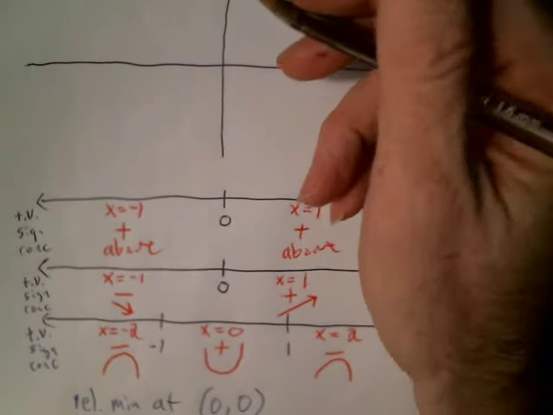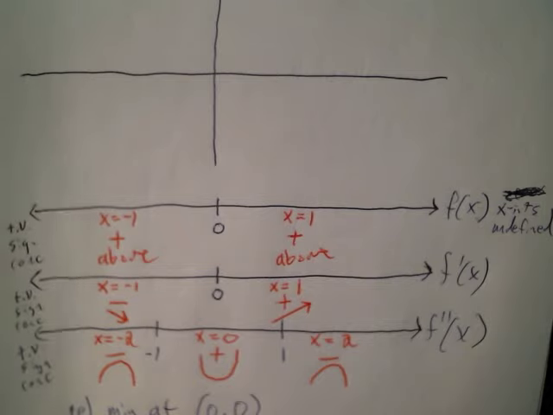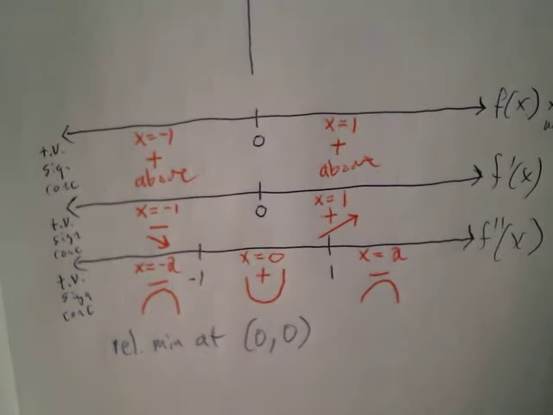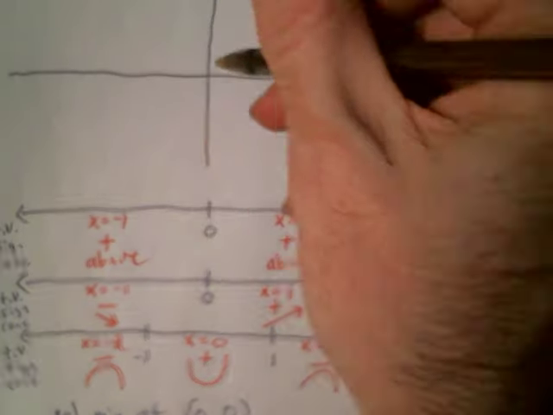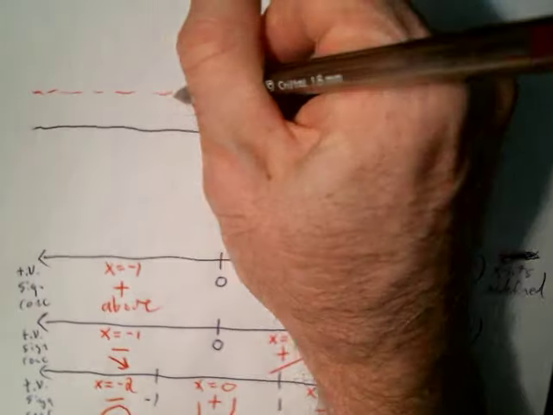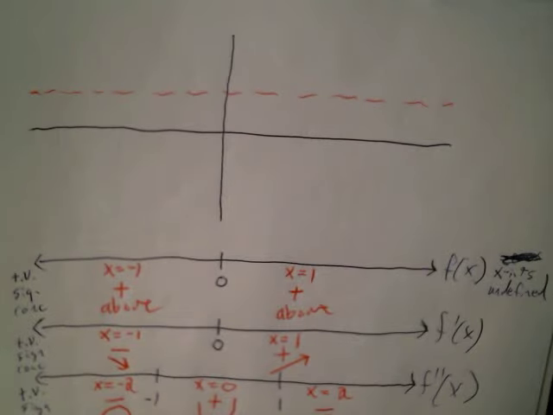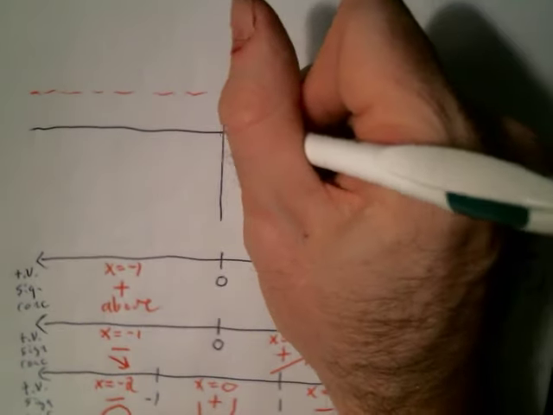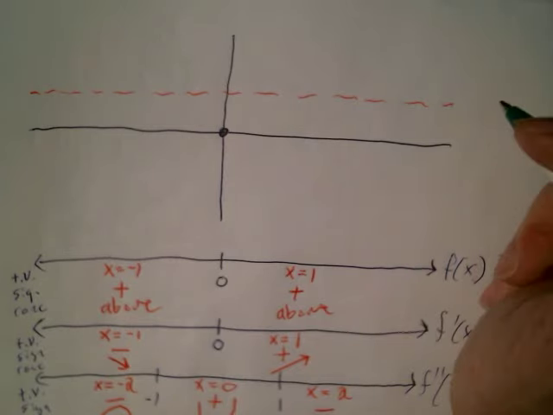Okay, so let's do that. Is there anything else? I'm looking for my, okay. So there is a horizontal asymptote at y equals 1, so let's label that. Let's label the x and y intercepts. There's just one at 0, 0. There are no vertical asymptotes.